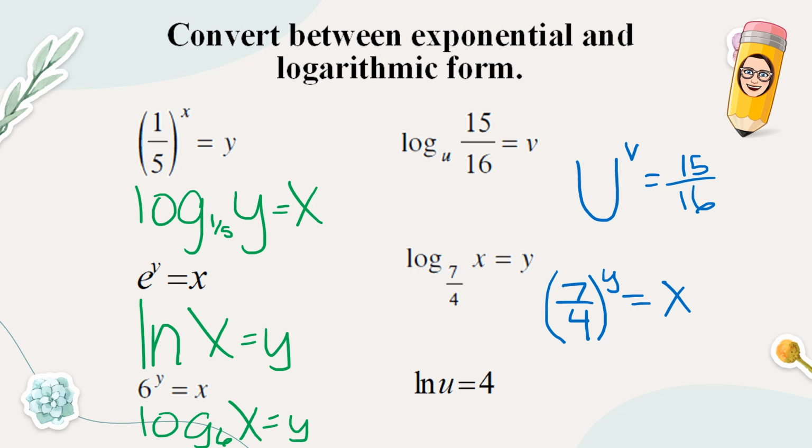All right, ln. ln has a base of e, right? So the base becomes the base. The answer becomes the exponent. Therefore, equal to u. So look at those problems. How are you comfortable memorizing this? What is going to be your trick or your way to remember?